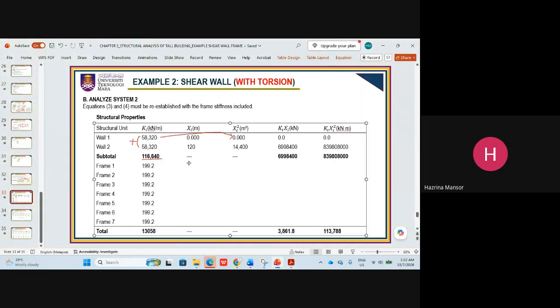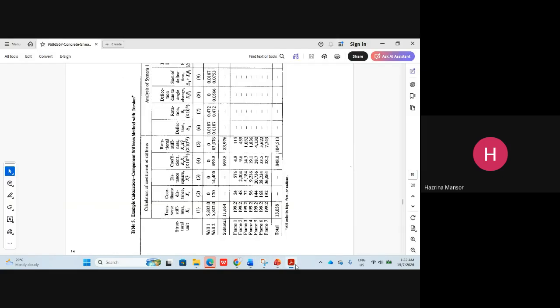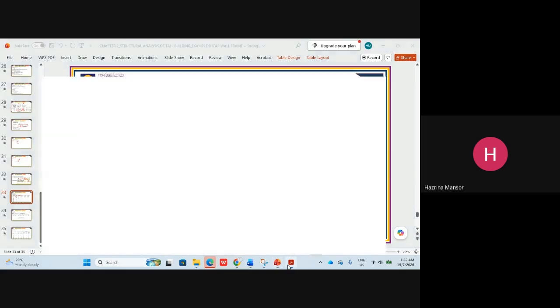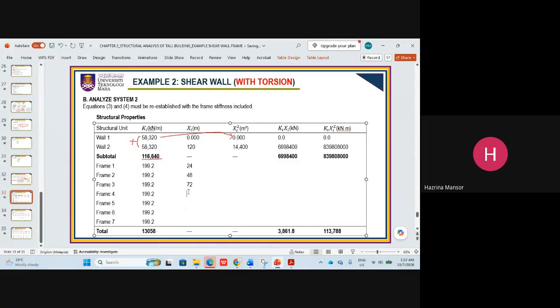We put the distance in here, because I did not write the distance there, 24. And then 48, 72, 96, 144, 168, 192. Okay, so here are the distances.